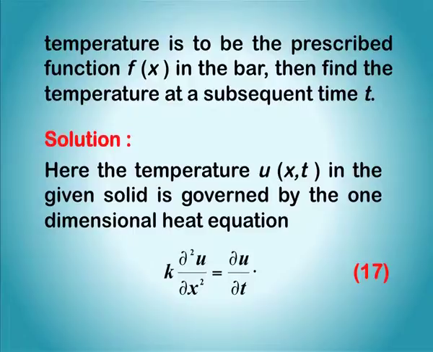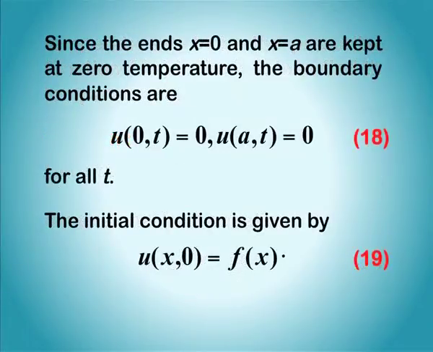Here the temperature is given by the function u(x,t). This notation we have used even earlier. In the given solid, this is governed by the one-dimensional heat equation given by 17, where k is a constant: k times the second order derivative d2u/dx squared equals du/dt, where u is differentiated with respect to time. The ends x equal to 0 and x equal to a are kept at 0 temperature; that is the given condition in the problem.